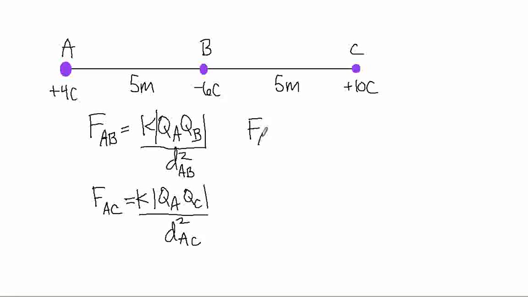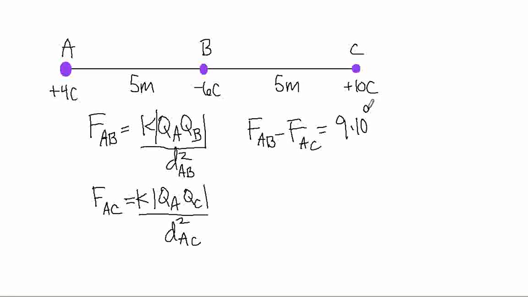So F sub AB minus F sub AC. Now, F sub AB is to the right, so if the answer is positive, we know that the total force is to the right. If the answer is negative, we know that the total force is to the left. All right, so let's go ahead and work that out.